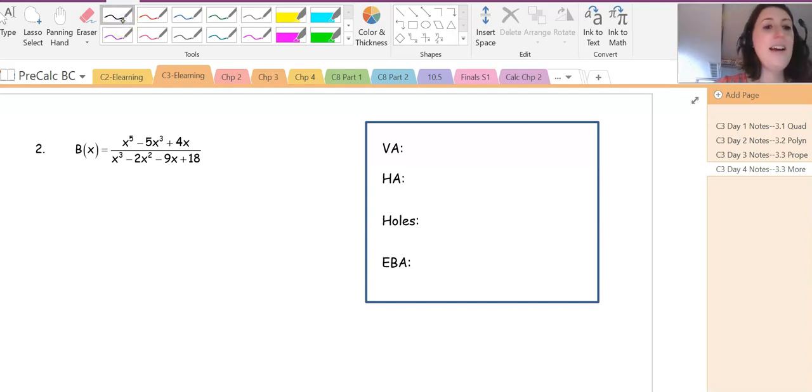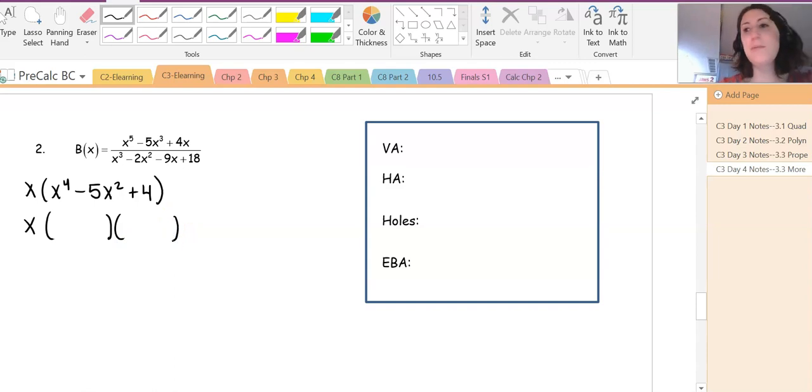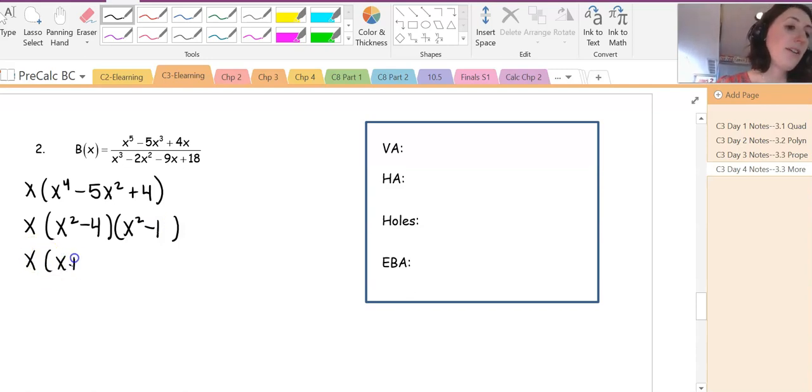All right, factor. Well, this top, I can definitely take out an x, right? So I'll do that: x to the 4th minus 5x squared plus 4. And then this is a type of factoring we haven't talked about yet. It's just regular factoring, like you learned last year, but instead of x's, we have x squareds, and we're multiplying to 4 and adding to -5, and that's going to be a -4 and a -1. And then, lucky us, we get to do some more difference of squares.